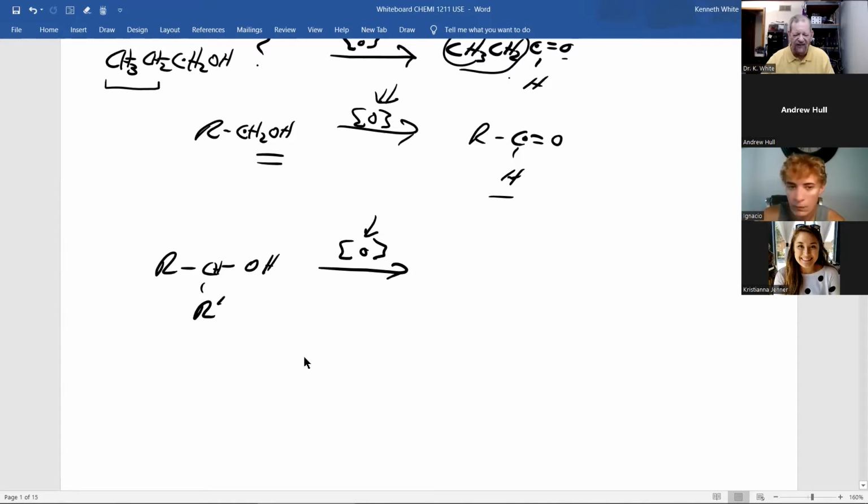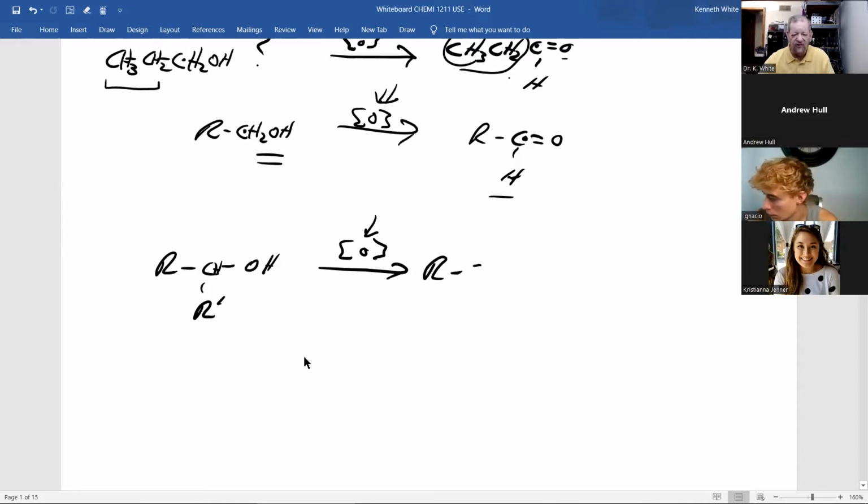Remember, this means oxidize with an oxidation reagent like potassium permanganate or sodium dichromate. By the way, I did oxidations when I was doing my PhD thesis to make certain molecules I needed.